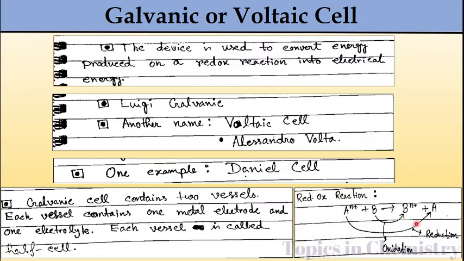As I told you, there must be a redox reaction. That means one species gets reduced and one species gets oxidized. Here B is oxidized and A is reduced. The oxidation number of B increases, so it is oxidized, and the oxidation number of A decreases, so this is a reduction process.